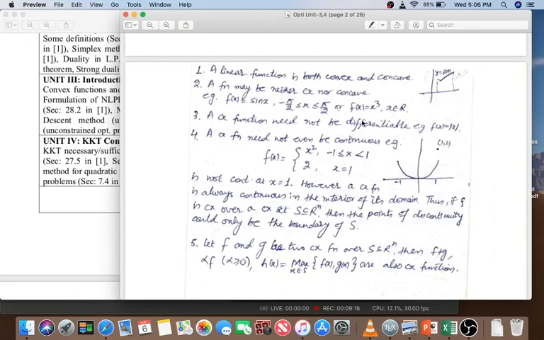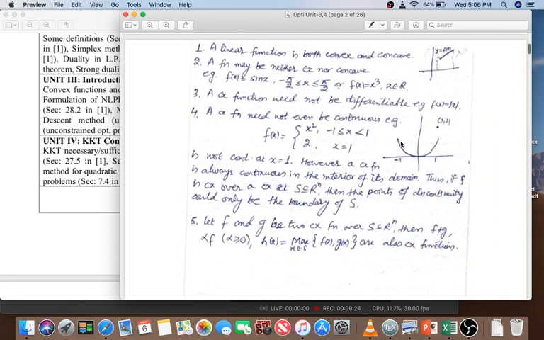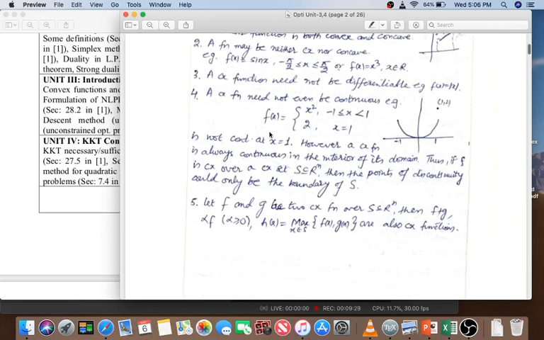Similarly, a convex function need not be differentiable. Example, f(x) = |x|. At x = 0 it is not differentiable. A convex function need not even be continuous. For example, I have taken this particular example. If x lies between -1 and 1, it is x², a parabola, and at x = 1 it is 2. So at 1 it has a jump, so it is discontinuous. It is not continuous at x = 1.